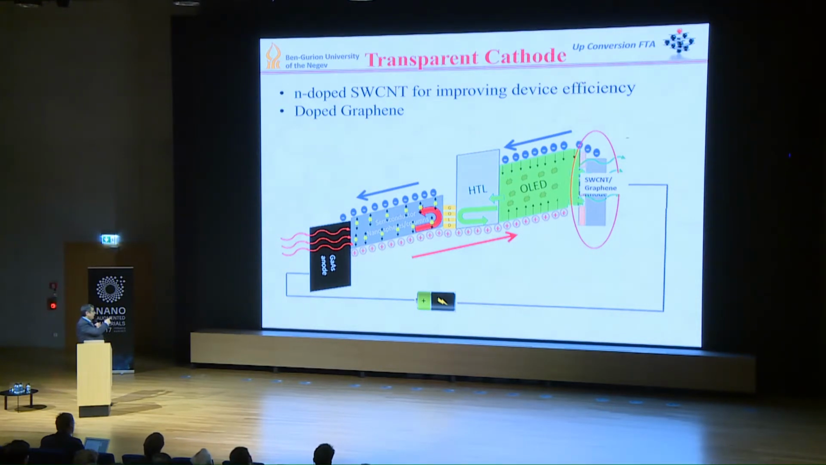The light is coming from the left, the infrared light. It's absorbed in the semiconductor nanospheres, nano columns. It produces electrons and holes. The electrons are drifting toward the anode, and the holes are drifting toward the OLED and the cathode.